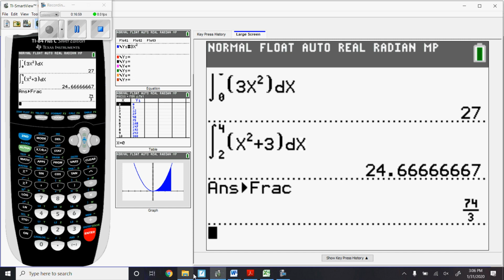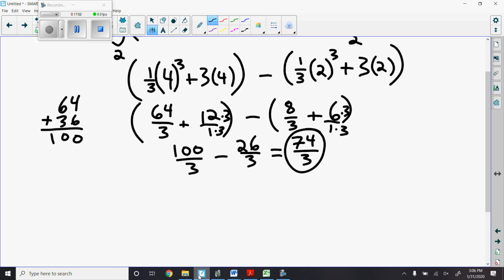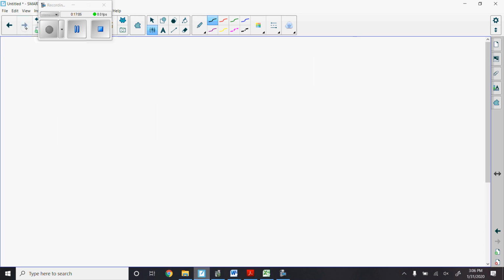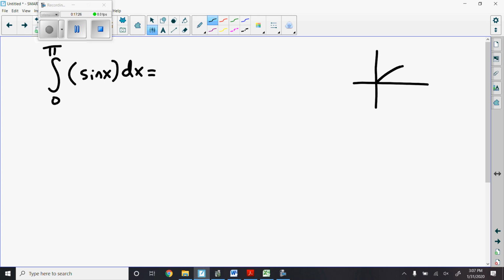Okay. Let's try another one. So I'm doing the integral from 0 to pi of sine x dx. If I think about my graph of sine, I know sine starts at 0, goes up to 1, and comes back down here. I know out here is 2 pi, so I know here is pi, right? I'm finding this area in here.